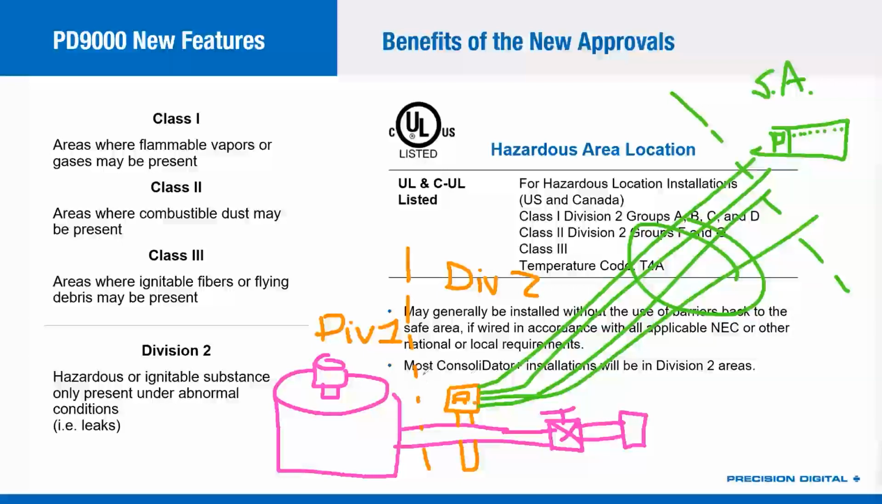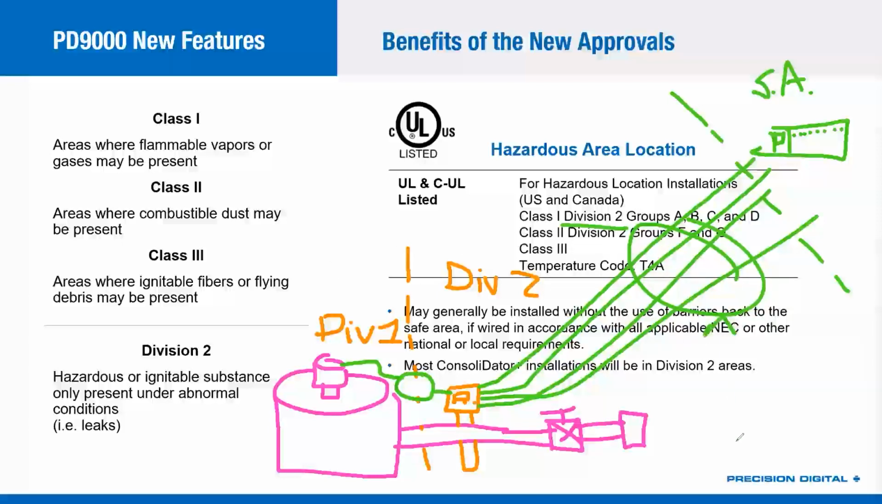Now, I do need barriers to go to an intrinsically safe product. Almost everyone I've ever seen requires you to have a barrier there in their control drawing. But you can install a non-incendive Div 2 product in the Div 2 area without any special barrier requirements. And so that's just saving by having that specific Div 2 non-incendive approval.